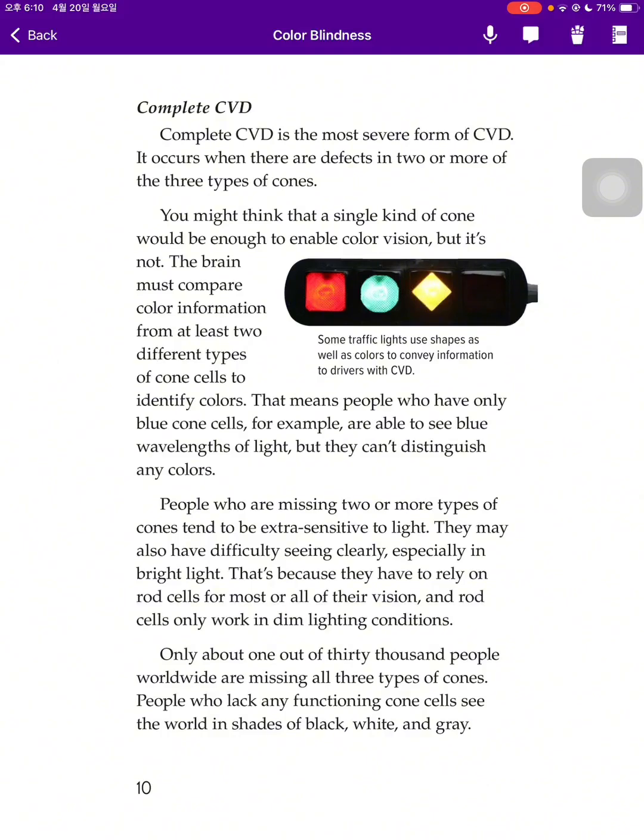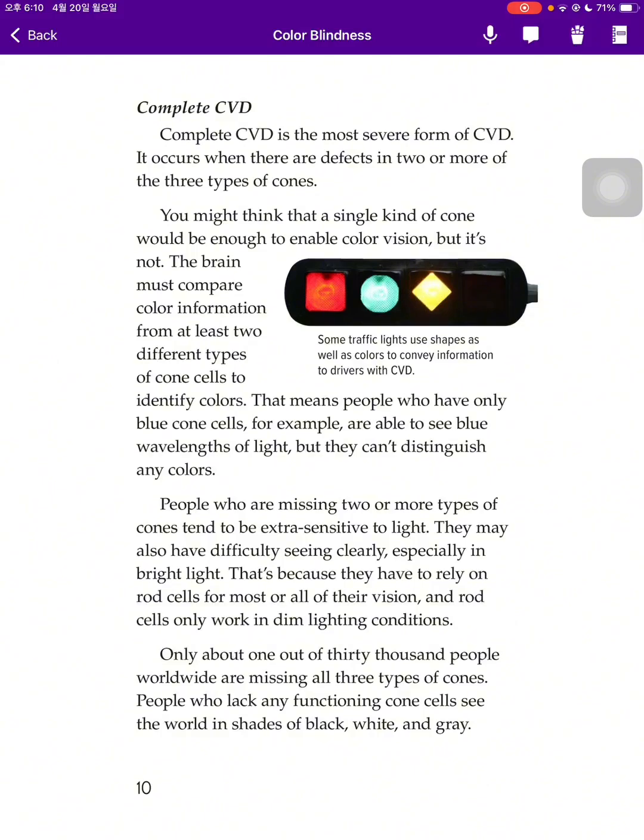Complete CVD. Complete CVD is the most severe form of CVD. It occurs when there are defects in two or more of the three types of cones. You might think that a single kind of cone would be enough to enable color vision, but it's not. The brain must compare color information from at least two different types of cone cells to identify colors.